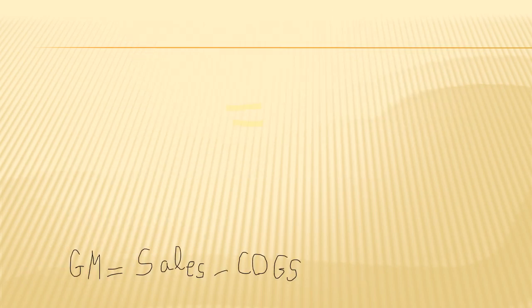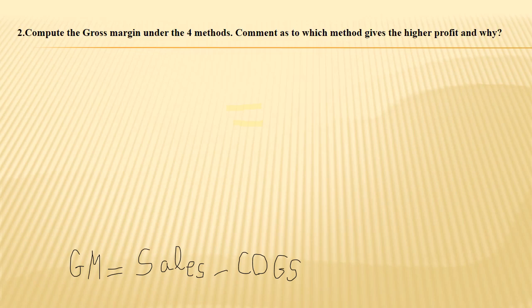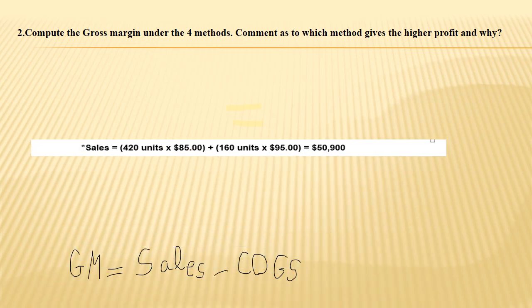Okay, moving to requirement number 2, compute the gross margin under the four inventory costing methods: FIFO, LIFO, weighted average, and specific identification. Comment as to which method gives the higher profit and why. Of course we know that sales minus cost of goods sold gives us the gross margin, and then I deduct some expenses in order to arrive to the net income or the net profit.